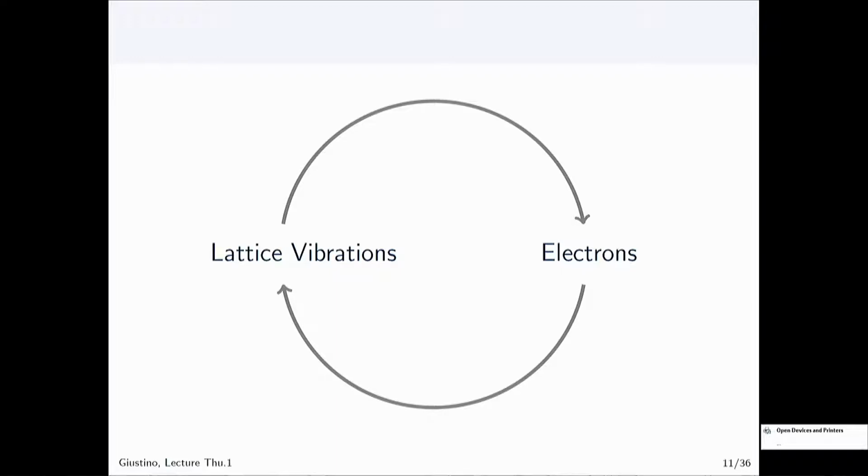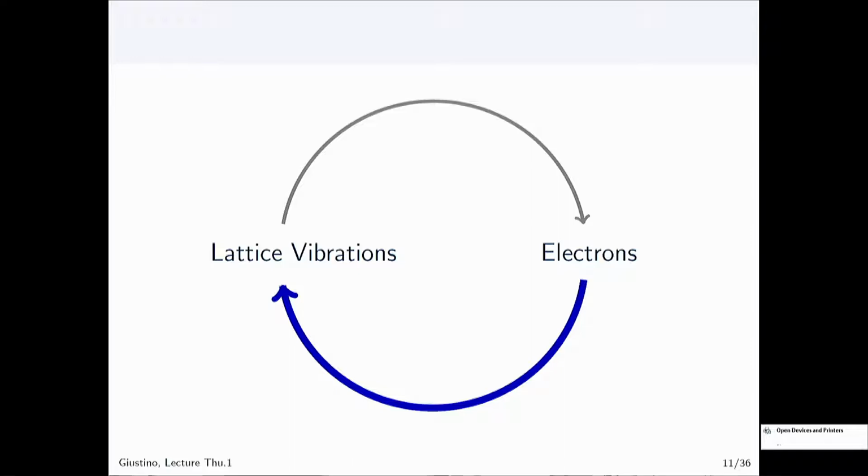Now, let me just stop with the electrons. And you remember yesterday I gave you this kind of diagram where I say that the electron-phonon problem is a symmetric problem. So electrons are affected by phonons, but also affect phonons. And yesterday we looked at how the vibrations change, for example, the band structures and things like that. So today what I want to do is to show you that the electrons can have quite an important effect on lattice vibrations, okay?